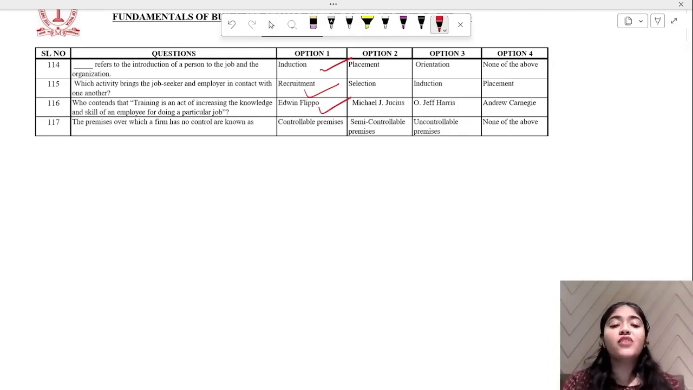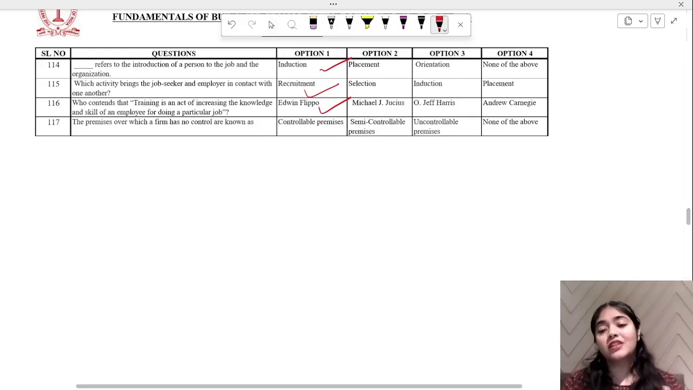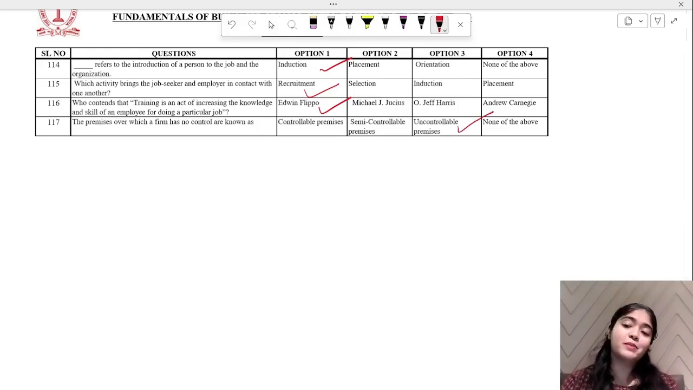Premises over which a firm has no control are known as controllable premises, semi-controllable, uncontrollable premises, or none of the above. You don't have the control, so that is undoubtedly uncontrollable premises. I hope you were thorough with these MCQs. You have to watch this video once before your examination so that you'll be able to go through all the MCQs before your exam, and some of the MCQs may be asked in your exam, and this will be very helpful.